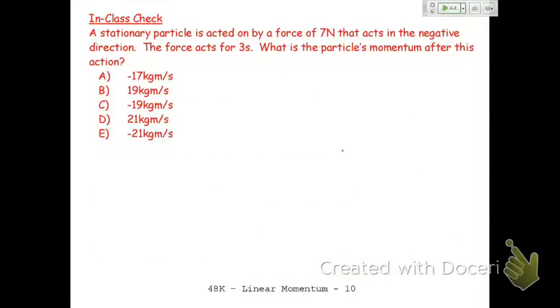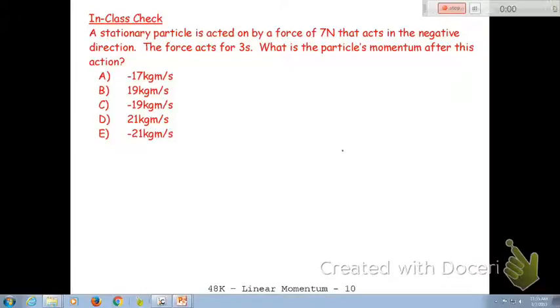A stationary particle is acted on by a force of 7 newtons that acts in a negative x direction. The force acts for 3 seconds. What is the particle's momentum after this action? Stationary particle. Can you have a go at that, please?